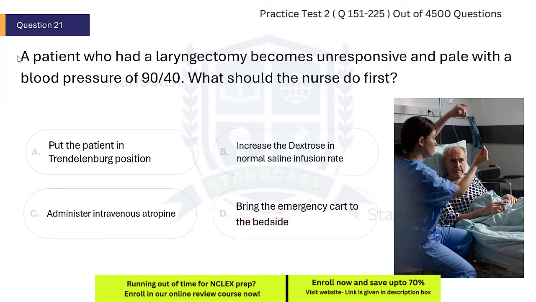Bring the emergency cart to the bedside. Think about the immediate intervention for low blood pressure. The correct answer is B. Increase the dextrose in normal saline infusion rate.